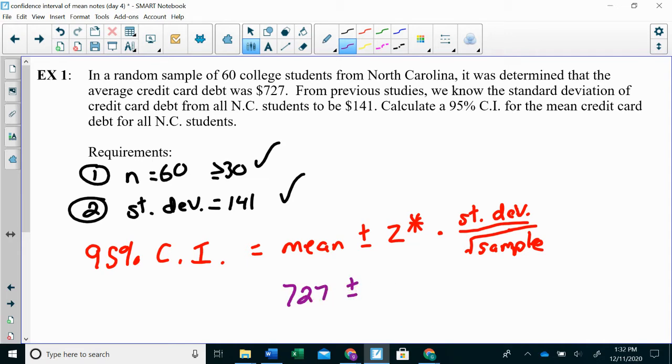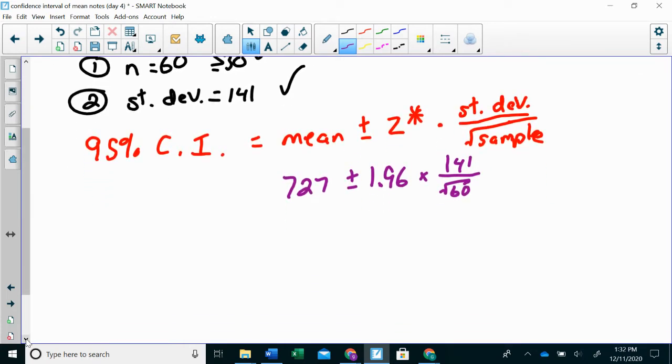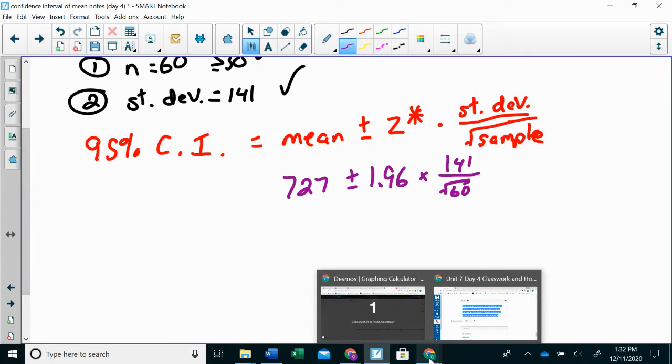We're going to add to that the Z interval, 95%. The Z interval is 1.96 from that chart, times our standard deviation of 141 divided by the square root of that sample size, 60. And so now I can go to Desmos and crunch the numbers.